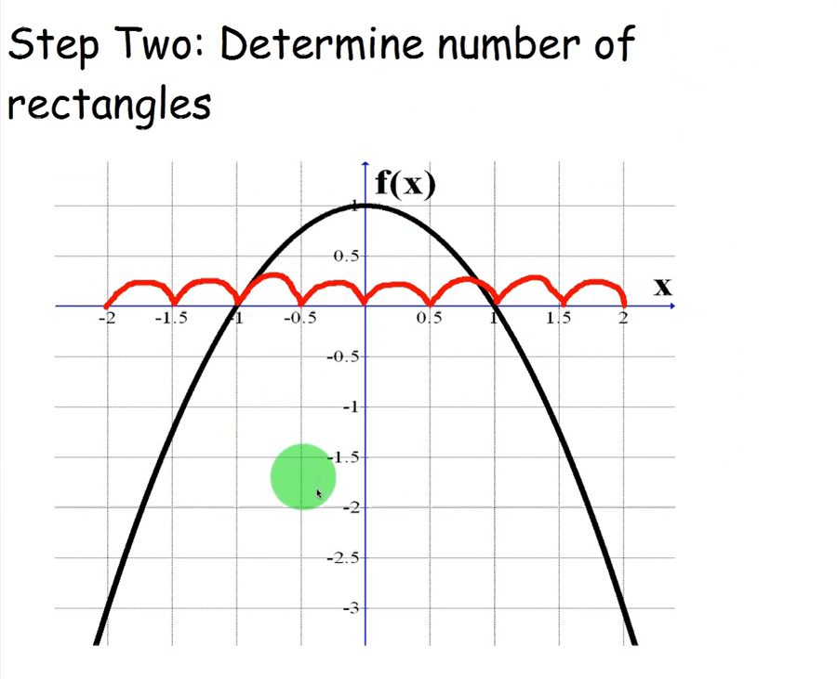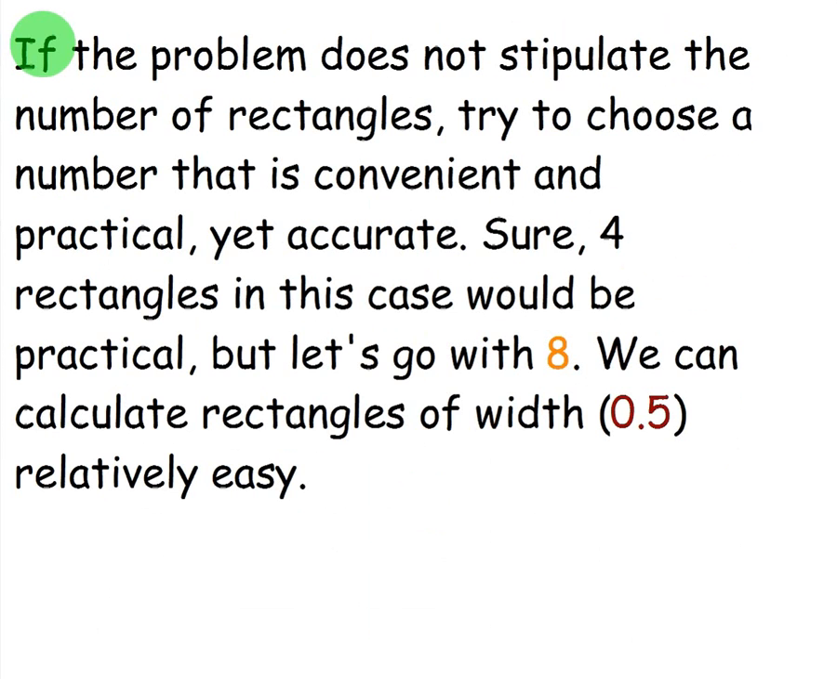One that's easy for most people is you could always make the width of your rectangle 1. In this case, you'd have 4 rectangles that would be wider. But like I said, usually the directions will be clear. So in this case, I chose 8 because if I do 4 divided by 8, the width of each rectangle is going to be 0.5. Which leads us to this: if the problem does not stipulate the number of rectangles, try to choose a number that is convenient and practical, yet accurate. Sure, 4 rectangles in this case would be practical, but let's go with 8.